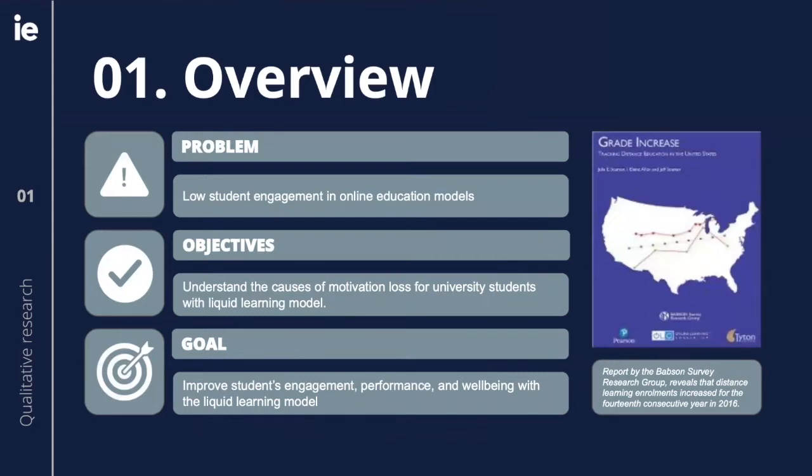Now, the problem we're going to talk about is low student engagement in online educational models. The reason we chose this topic is not only because we can relate to it on an individual level, but also because of a report done by the Babson Survey Research Group that reveals that distance learning enrollments have increased for the 14th consecutive year in 2006. So our objective is to understand the causes of motivation loss for university students in the liquid learning model, and our goal is to improve students' engagement, performance, and well-being in the model itself.